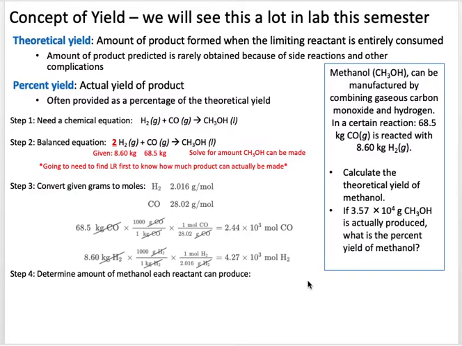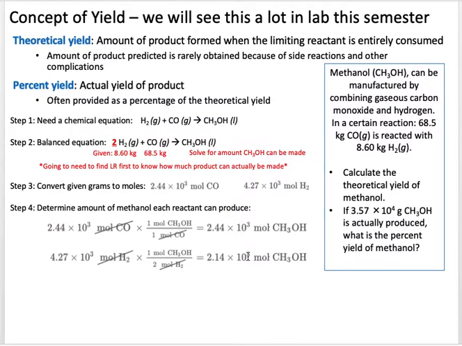So now we can use these moles to solve for our want. You're going to have to do this twice. You're going to have to set up 2 dimensional analysis equations: one using the given amount of carbon monoxide, and one using the given amount of hydrogen gas. When we do that, we end up with something like this. We go through our dimensional analysis, and we find that the carbon monoxide, if we were to go with it as our limiting reactant, would produce 2.44 times 10 to the 3 moles of methanol, and that the hydrogen gas, in its quantity, would only produce 2.14 times 10 to the 3 moles of methanol.